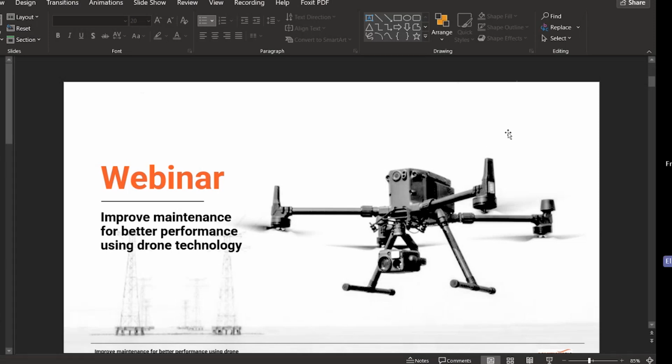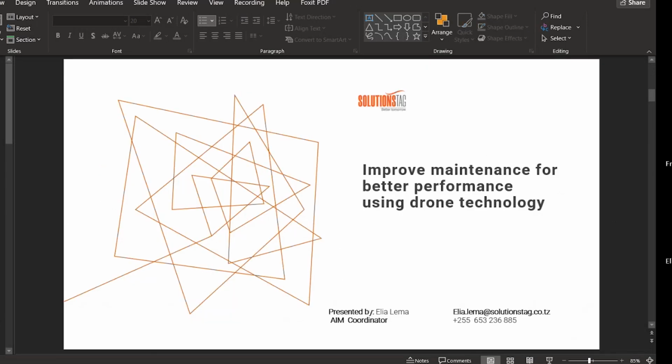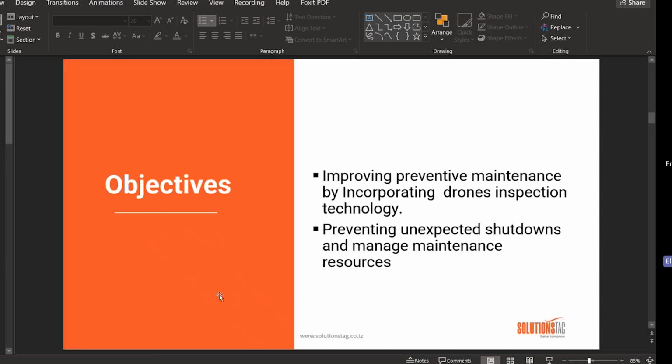To start, we can first explore what the main purpose or objective of this webinar is. Objective number one is to improve preventive maintenance by incorporating drone inspection technology, but also preventing unexpected shutdowns and managing maintenance resources.